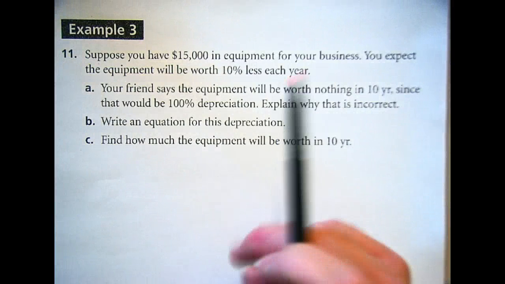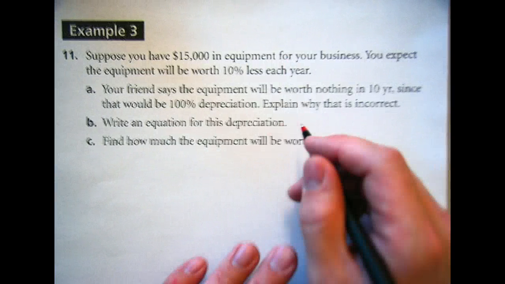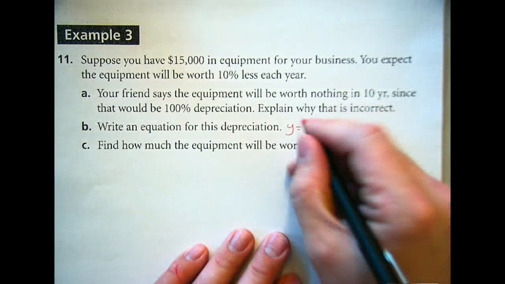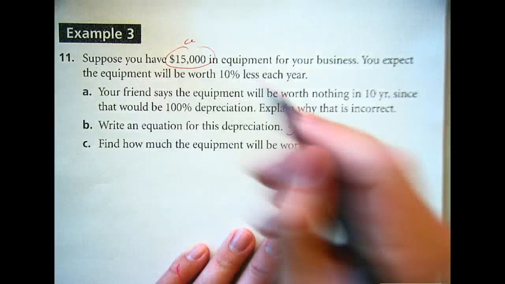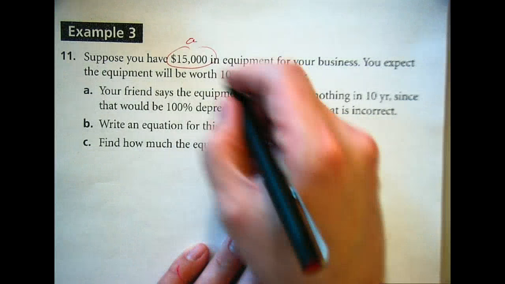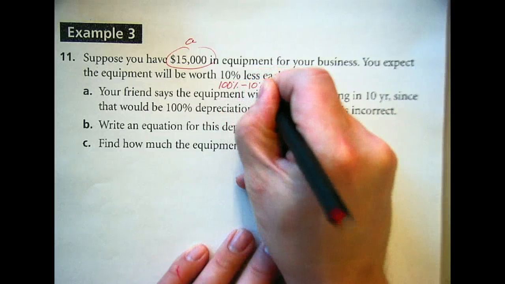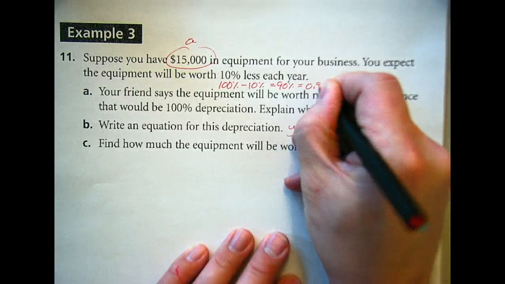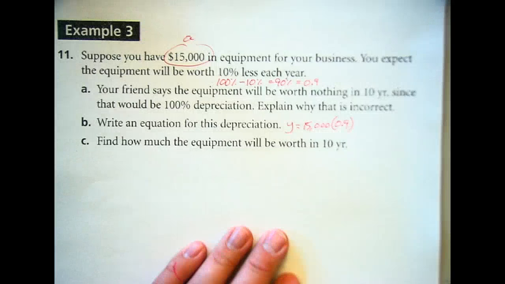Write the equation. What is our A term? 15,000. Good, 15,000. Okay, that's our initial value. Okay, what's our B term? Good, it's 0.9 because it's 10% less. Remember, we start at 100% and we subtract 10%. So that gives us 90%, which is 0.9. So that is our B term. And then all to the power of x. Now notice on this one it says how much will it be worth in 10 years?